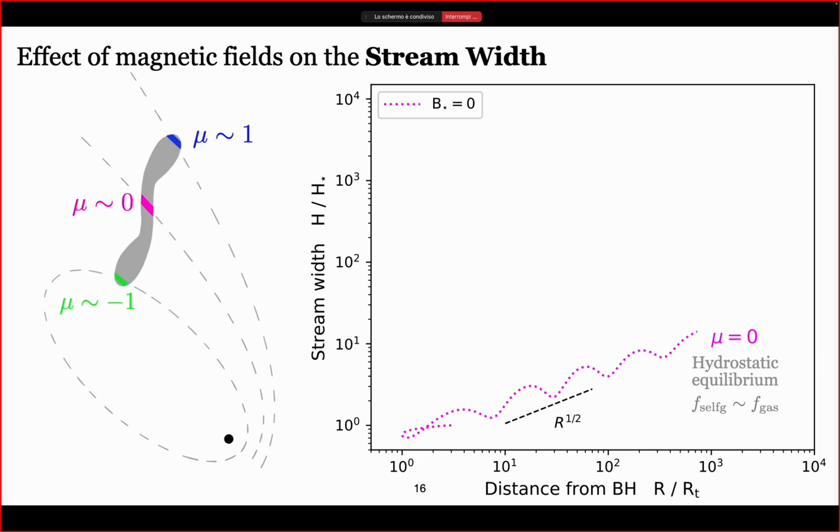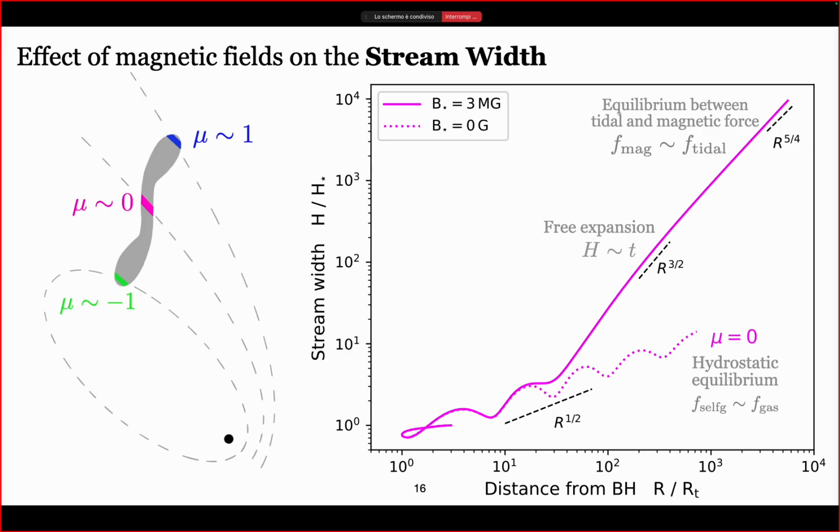Instead, if we include magnetic fields, the evolution eventually deviates. That's when magnetic pressure becomes dominant. And when magnetic pressure starts dominating the dynamics, because of this fast expansion, the magnetic force suddenly drops. And so for some time, the stream is not affected by any force, and it expands at constant speed, which is what gives this r to the 3/2 scaling.